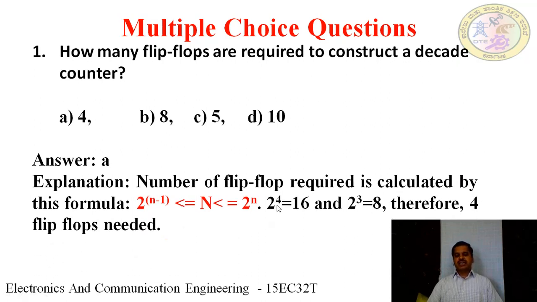Here you can also use the trial and error method. You can construct with 2 power n minus 1 less than the modulus, less than or equal to 2 power n. You can take the trial and error method also. You can calculate the number of flip-flops required for a decade counter.